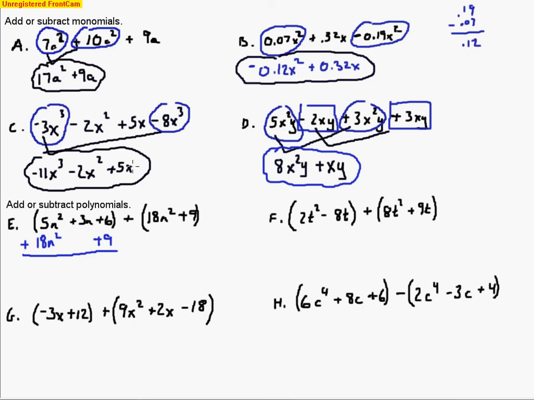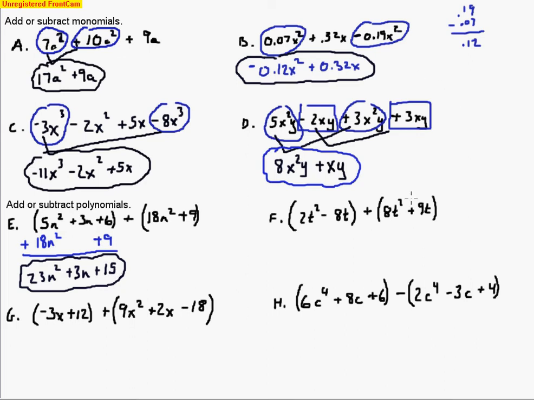So we go ahead and do the work. Here we're adding 5n squared and 18n squared, so we end up with 23n squared. Nothing to combine with that 3n. And over here we just add the 6 and the 9, the constants, together, and we end up with positive 15. And that's our answer. Notice how it's in descending order, highest exponent down to the lowest one. Constants always last.